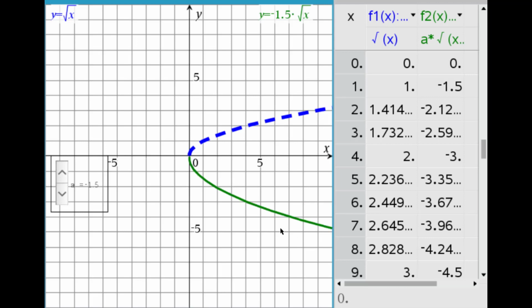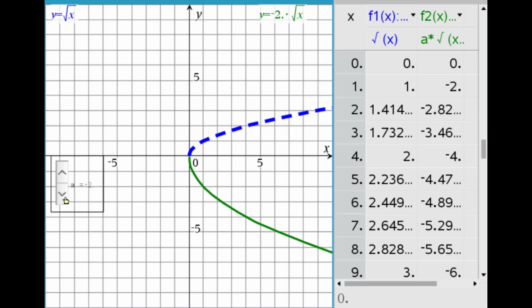Y equals -1/2, notice it's getting taller but in a negative direction. Y equals negative 2 square root of x. And again, looking at the table to see what's happening to the y values as well.